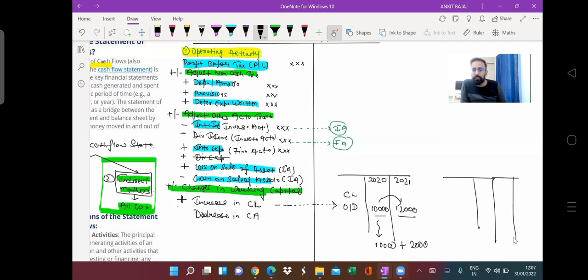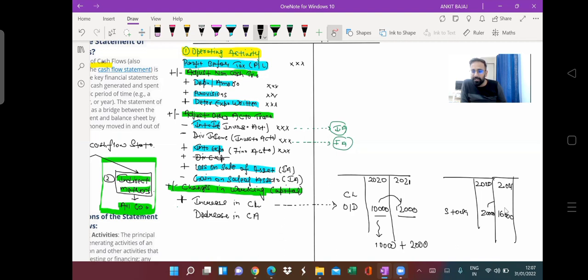We record debtors or stock in the balance sheet, right? So let's suppose in 2020, the value of stock was 20,000 rupees. Now the value of stock in year 2021 is 16,000.